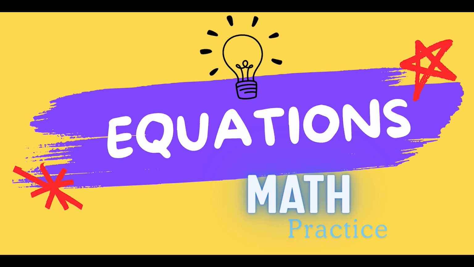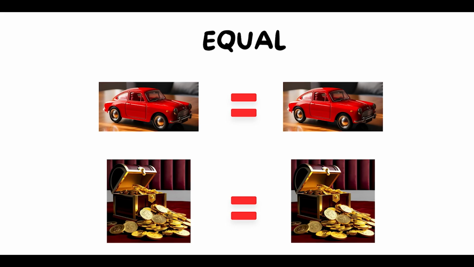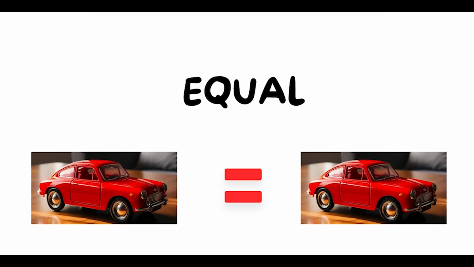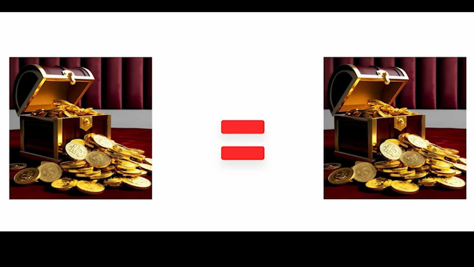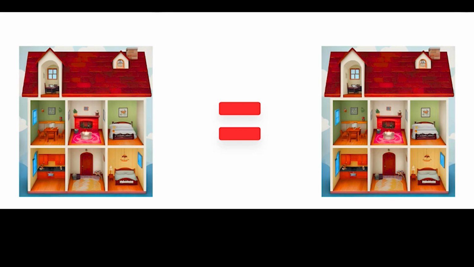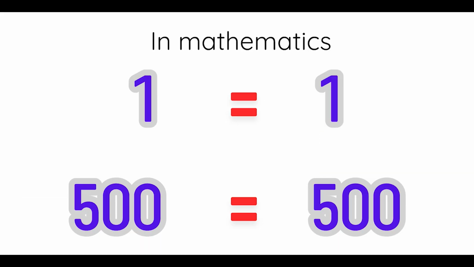Equations. Math practice. An equation means that the two sides are equal. For example, the red car is equal to the red car. A treasure is equal to the treasure. ABC is equal to ABC. The house is equal to the house. In mathematics, 1 is equal to 1.